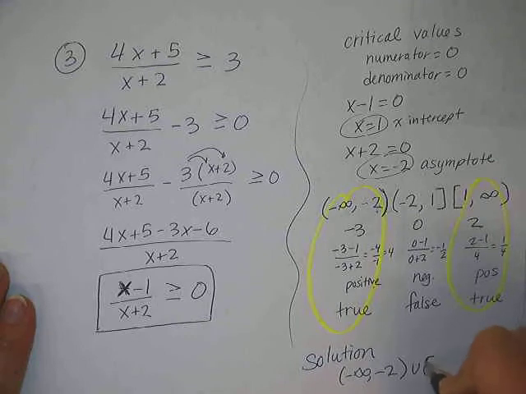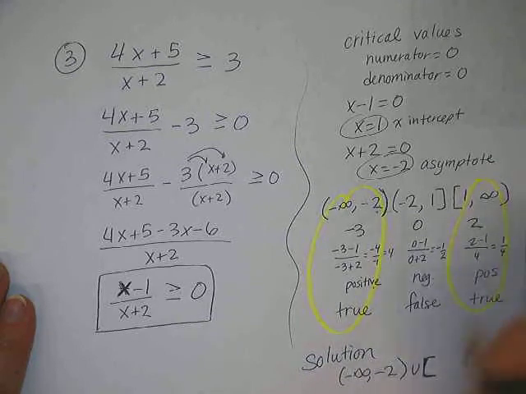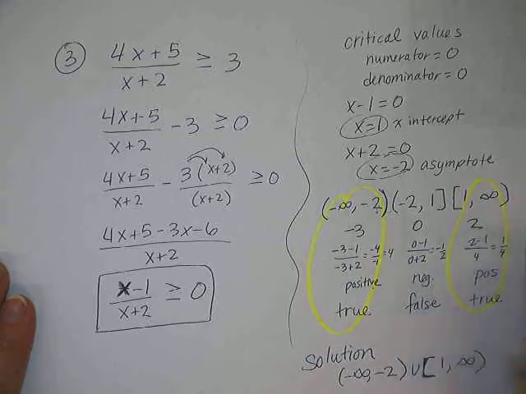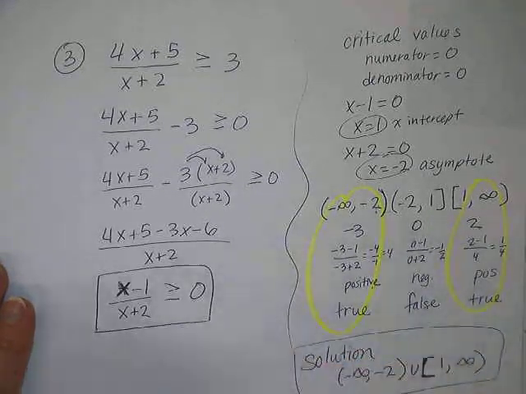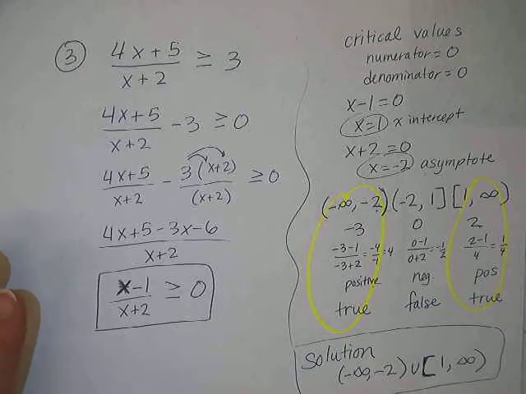So our final solution is negative infinity to negative 2, parenthesis, union, square bracket, 1 to infinity.